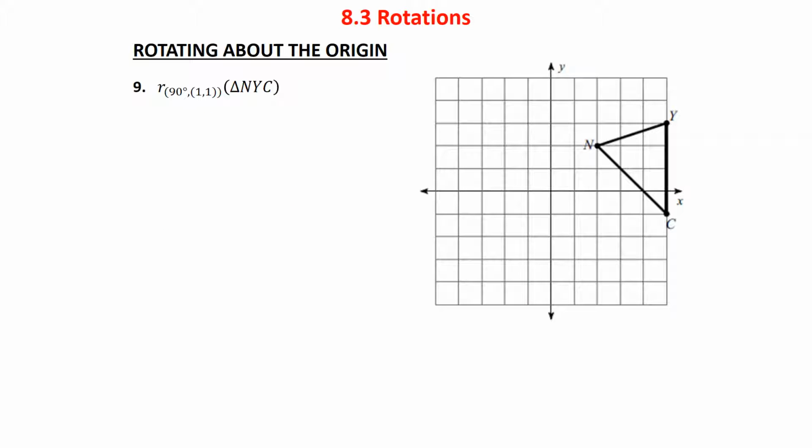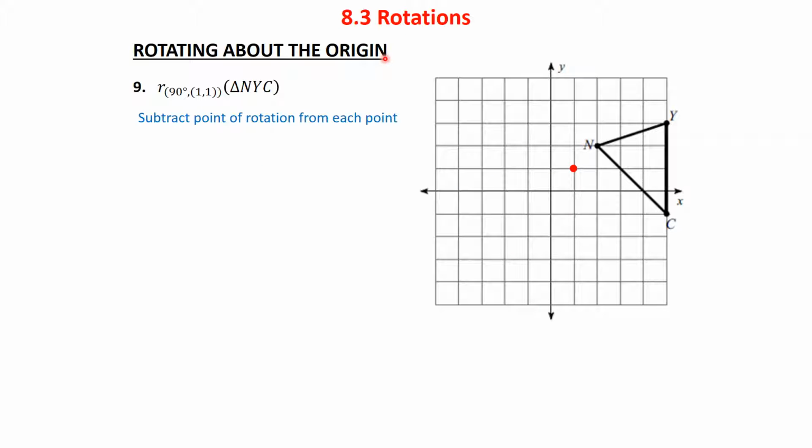Okay, problem number 9. If you take a look, problem number 9 is a little different than the last couple problems. For example, we are rotating the triangle NYC 90 degrees counterclockwise, but we're going to do it fixed around the point (1, 1). Our point (1, 1) is no longer sitting at the origin. Our focal point is sitting right here. And so what we want to do is come up with a process to still rotate this triangle 90 degrees, but do it focused around a different point than the origin.